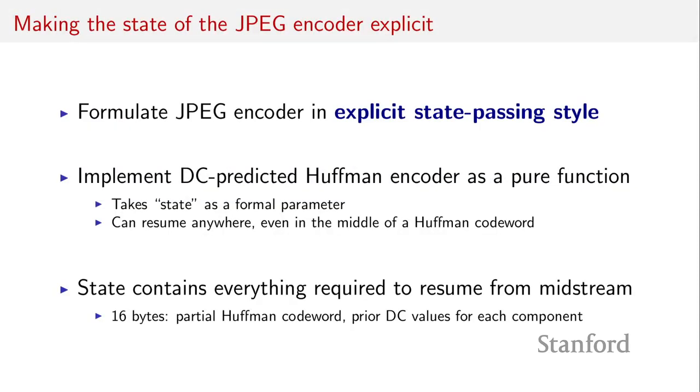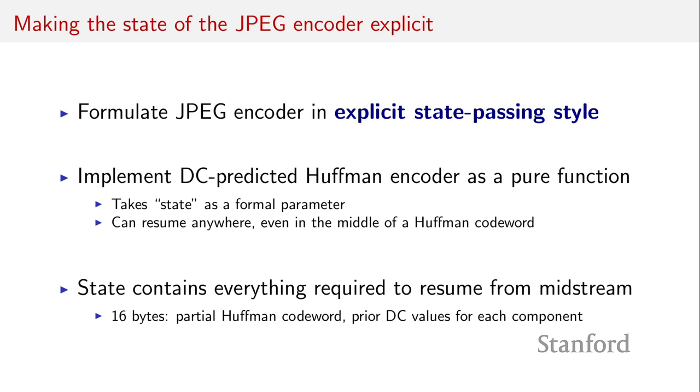However, it turns out to be much, much easier than before because JPEG is really simple. It's so easy to be sort of scared of it. Oh, it's this 1980s thing. It's a Huffman code. It's very complicated. It turns out if you just sort of play with it, it's not that complicated. So we formulated this JPEG encoder, this DC predicted Huffman encoder, in explicit state passing style.